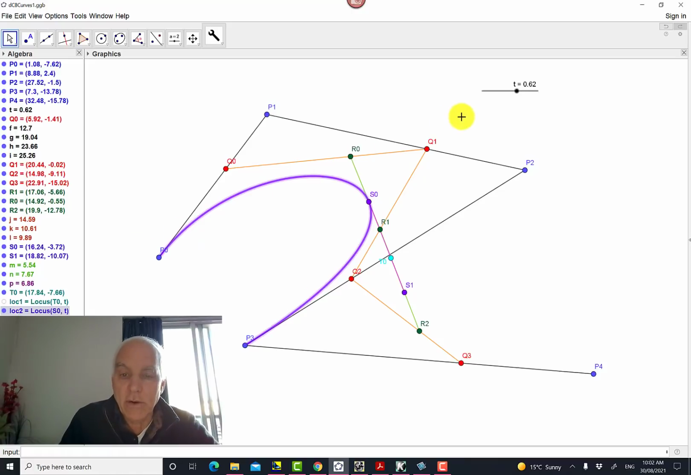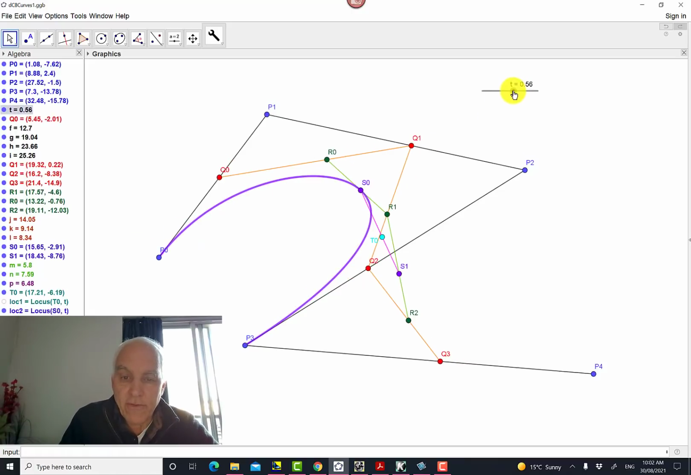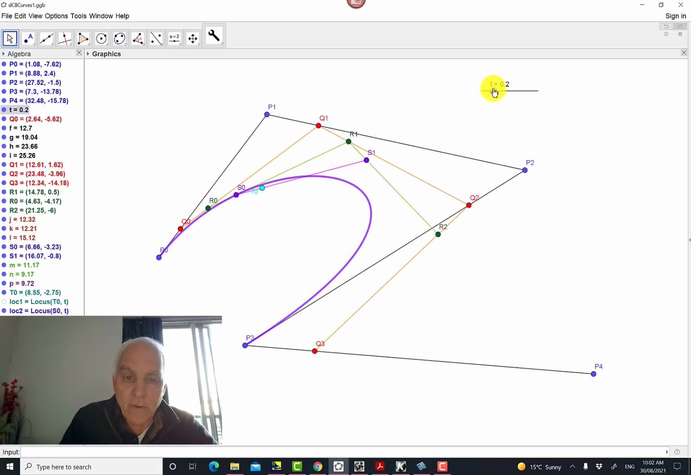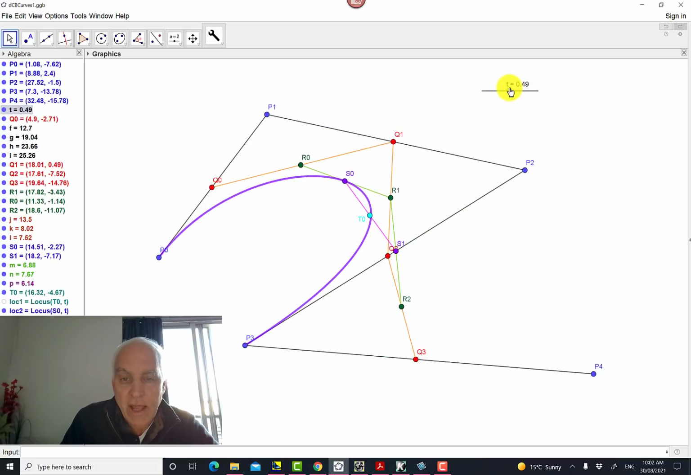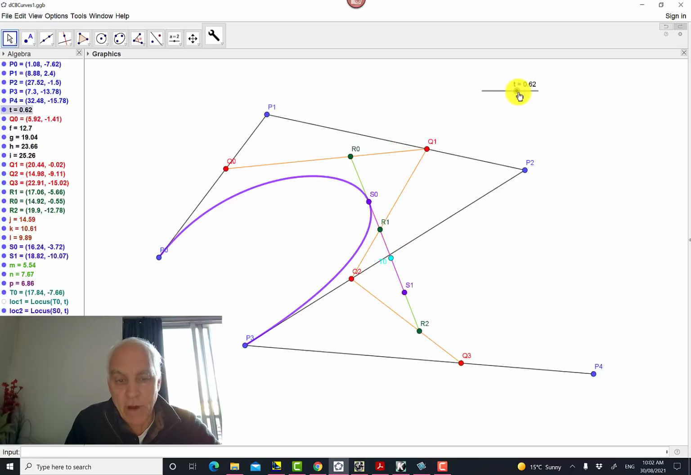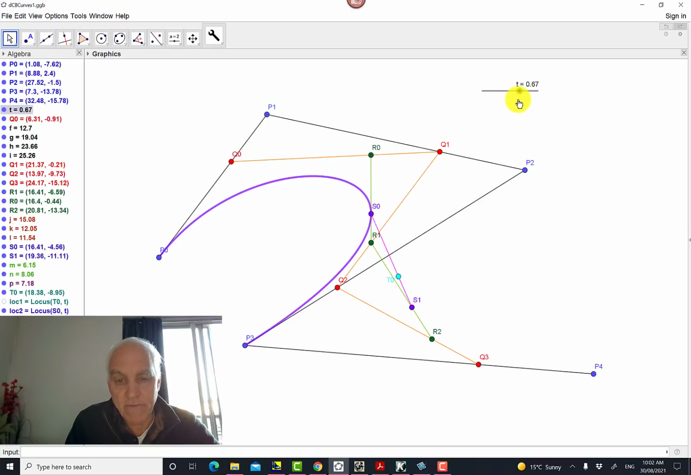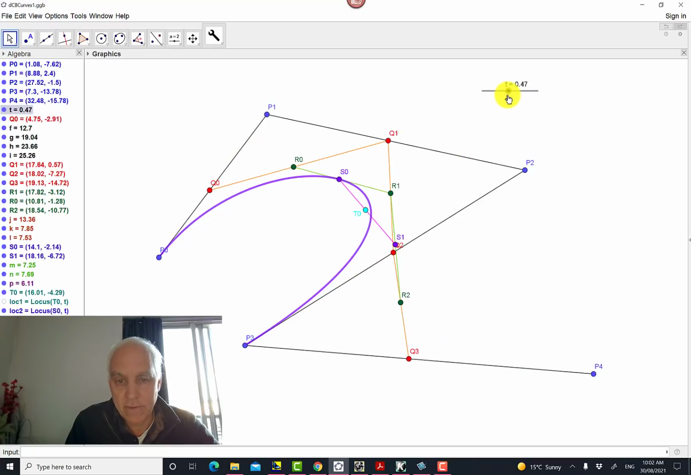So let's just traverse this around. As this is going around, you can see that S0 is traversing. And notice also that this segment between R0 and R1 that S0 is traveling on is always tangent to this curve. Now this is not a parabola. It doesn't really look like a parabola, does it? It's not a parabola. In fact, it's a part of a cubic curve.